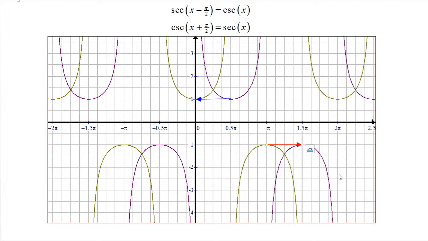Okay, so that gives you a quick overview of the 6 basic trig functions and some of their basic properties. And we'll come back and look at a few more classes of functions in the next couple of videos.